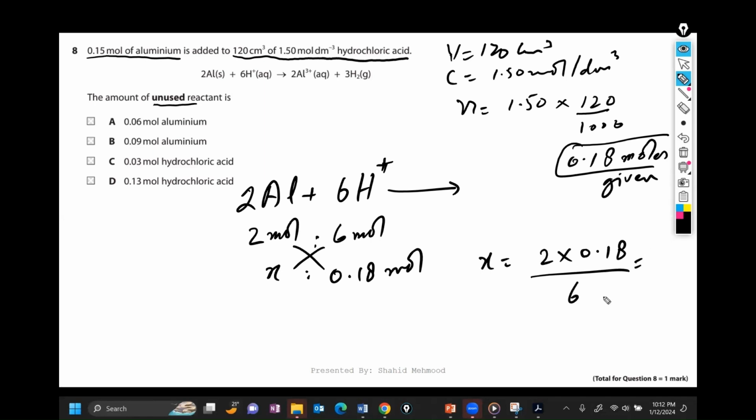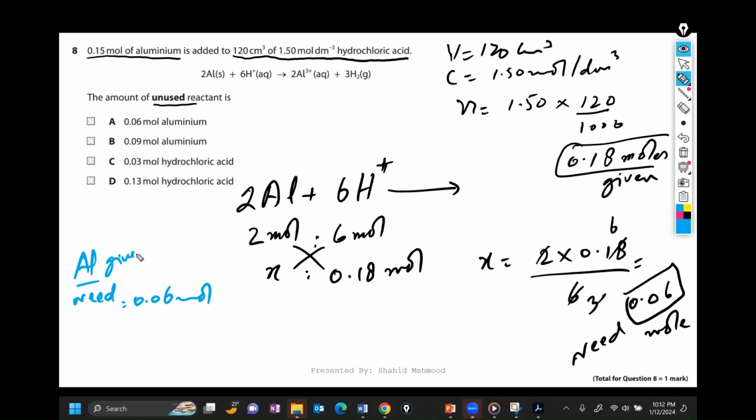Now in this case, we will get 0.06. Aluminum we need 0.06 mole, while the given amount is 0.15 moles. So the remaining which is left unused and unreacted, that is 0.09 moles of aluminum. And our correct option is option B.